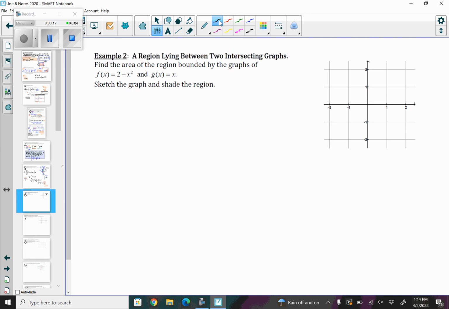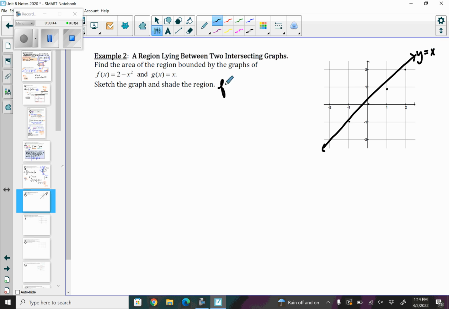It says find the area of the region bounded by the graphs of f of x is equal to 2 minus x squared and g of x is equal to x. Well, to know what's going on here, it's probably not a bad idea to draw a picture. So I know the line y equals x looks something like this. Goes through the origin, has a slope of 1. Y equals x, and this is g of x.